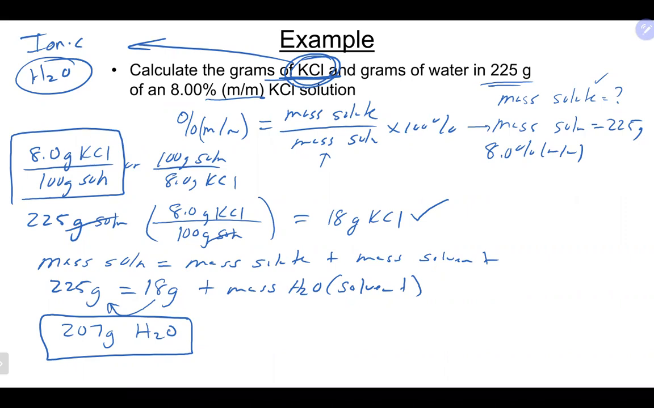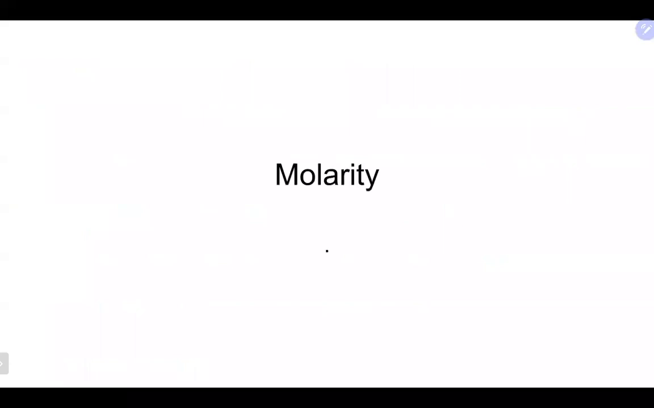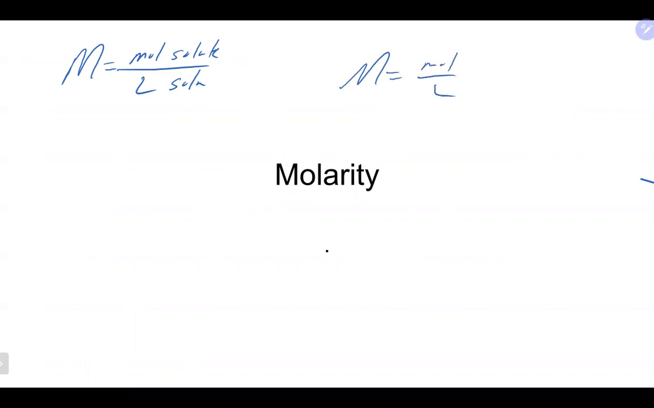Okay, so these percent concentrations do pop up. Mass to mass probably pops up a lot, and percent by volume pops up a lot. But the most common unit of concentration is molarity. Molarity is big M, which is moles of solute over liters of solution. Most people just say big M, moles per liter, is how they think of molarity.